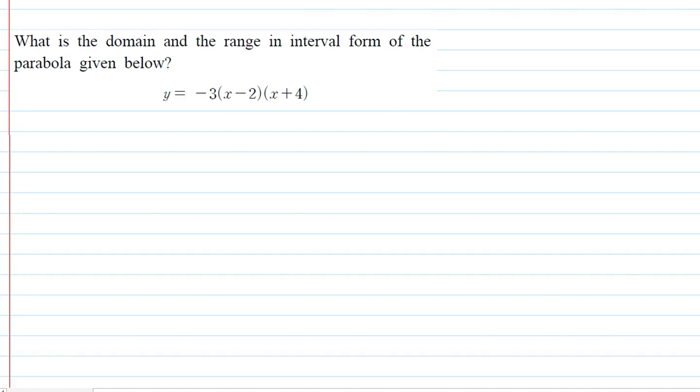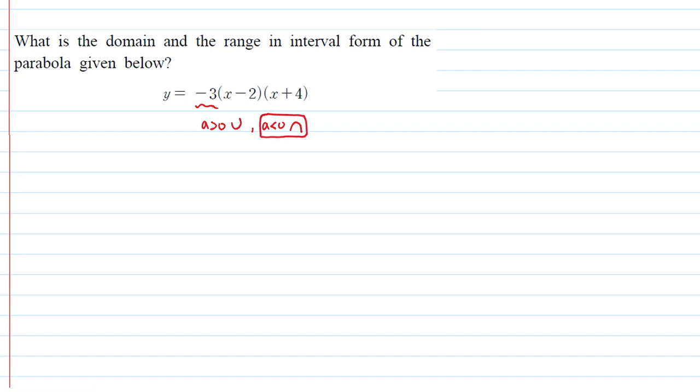In this question, we'll try to find the domain and the range of the parabola given in intercept form. Now, this is an intercept form, so look at the value of a. If a is greater than 0, it's a U-shape, and if a is less than 0, it's an upside down U-shape, and this will be the shape of the graph.